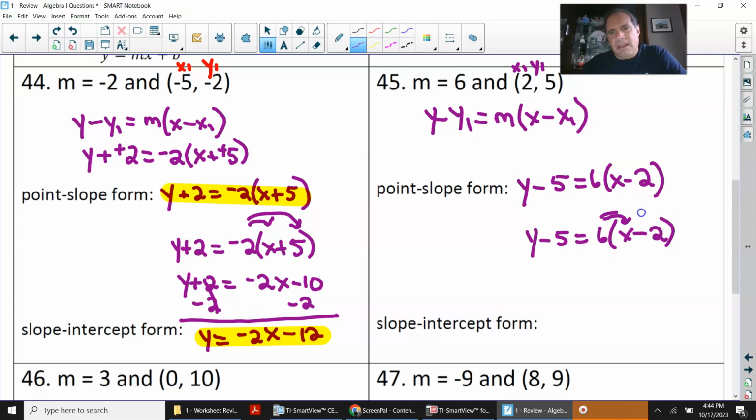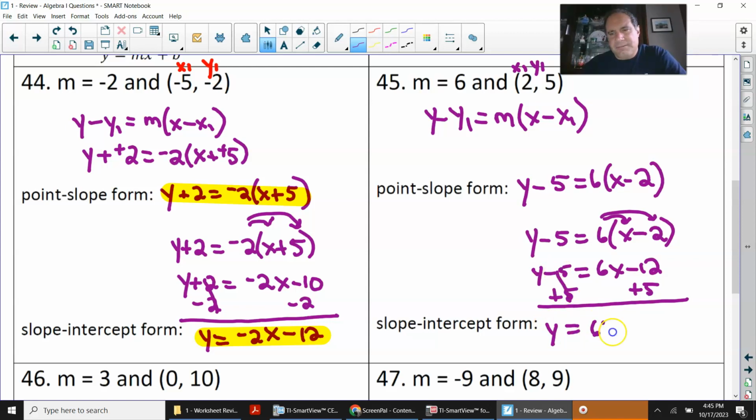You go ahead and distribute. Y minus 5 equals 6x minus 12. Then you add 5 on both sides. You do get slope-intercept form. Y equals, this cancels, 6x minus 7.